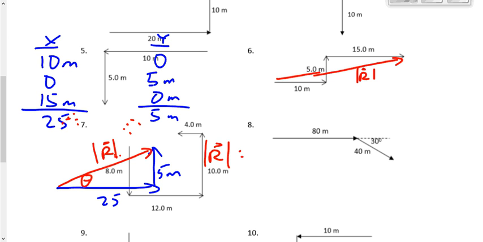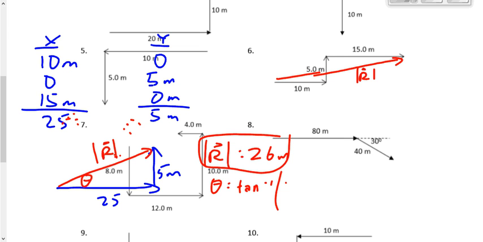R is the square root of 25 squared plus 5 squared. What does that work out to be? Does anybody have it? 25.5 or 26 meters, okay, and theta would be the inverse tan function of 5 over 25. That's going to be a pretty small angle, isn't it? And what did you get there? 11.3. We're going to round that to two digits, or 11 degrees. And what's that going to be? 11 degrees what of what?